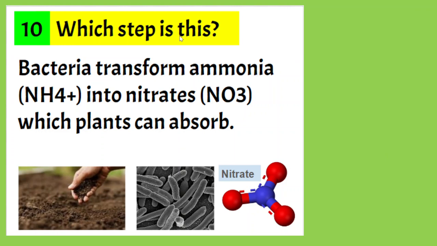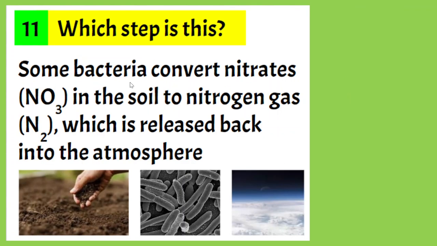All right, so which step is this? One of our 5 steps again. Bacteria transforms ammonium, this is technically ammonium, into nitrates, which the plants can then absorb. Okay, so we are transforming into some sort of nitrogen situation that we are happy about and can use. That is nitrification.